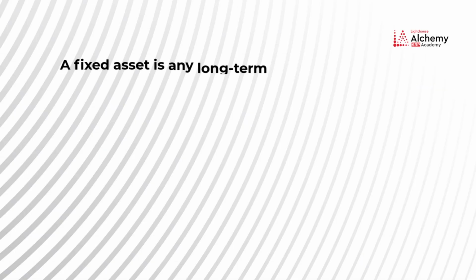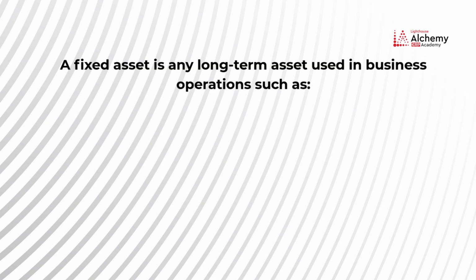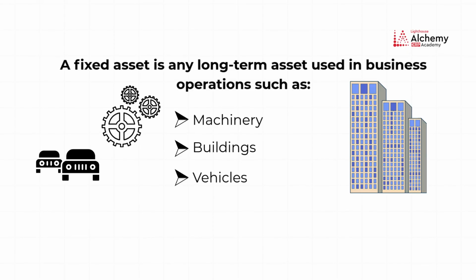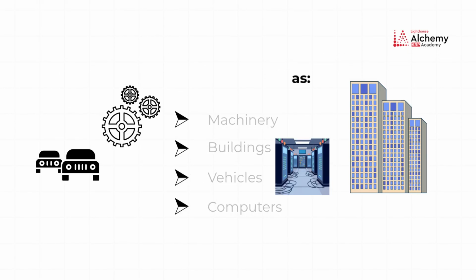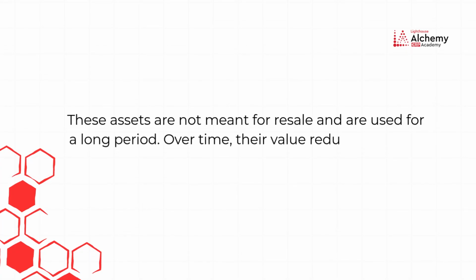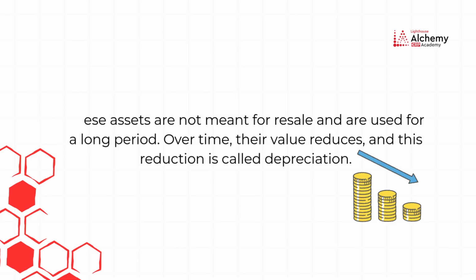What is a fixed asset? A fixed asset is any long-term asset used in business operations such as machinery, buildings, vehicles, computers. These assets are not meant for resale and are used for a long period. Over time, their value reduces, and this reduction is called depreciation.